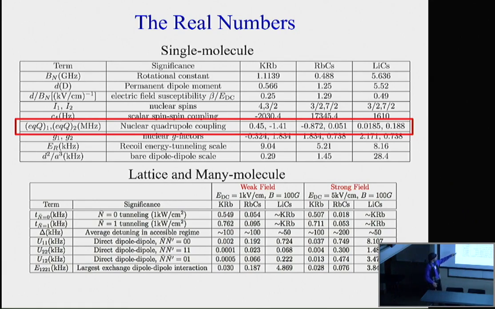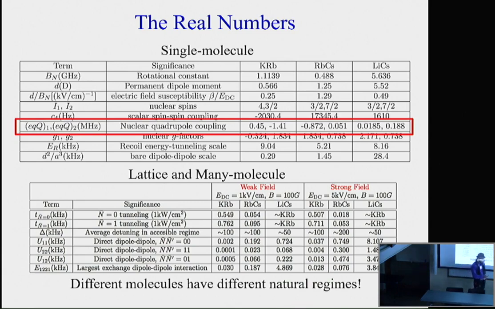Okay, so things like tunneling, which are about motion through the lattice, I can guess that maybe for KRb the tunneling is going to be a lot faster than for rubidium cesium, because rubidium cesium is heavier, right? It's going to tunnel slower. So that's something I could guess at.